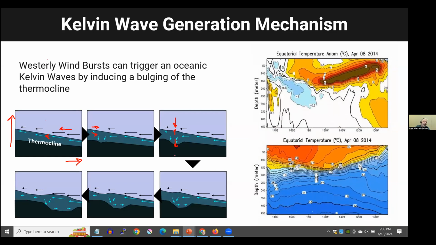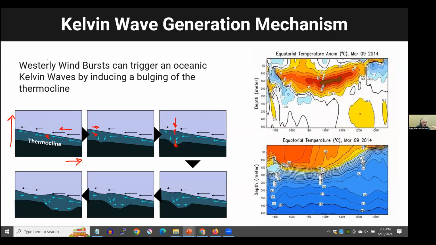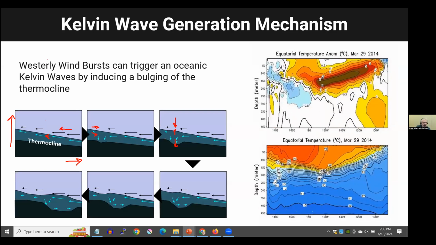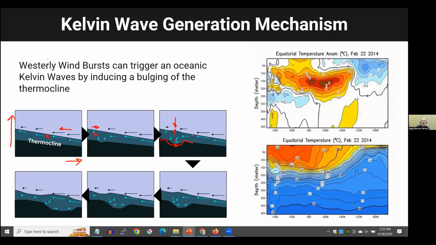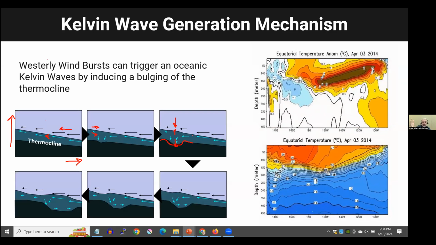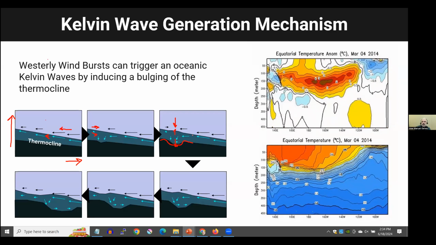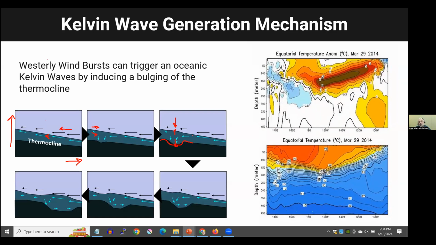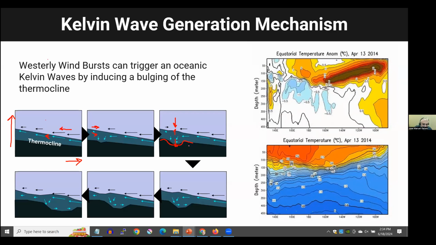They're also going to say, oh, look at this. The thermocline, this is called the thermocline, is the region that basically separates the warm ocean surface layer from the cold water underneath. So the thermocline also bulges downwards.